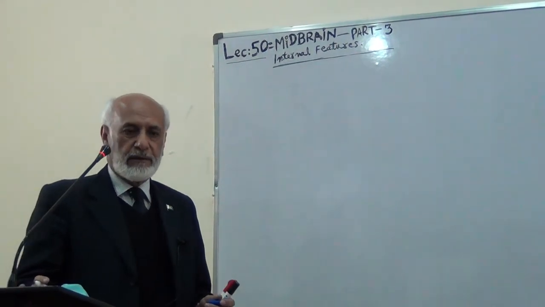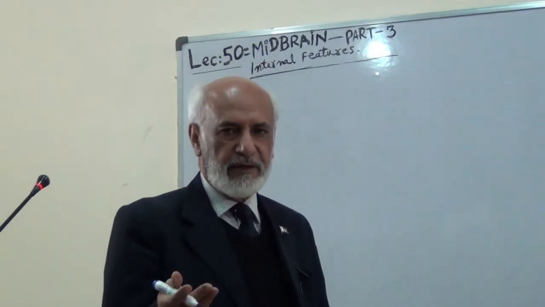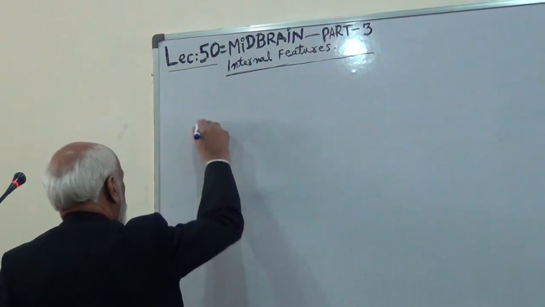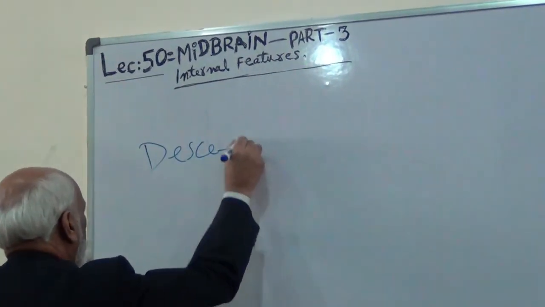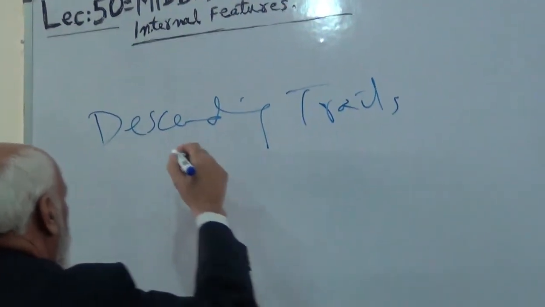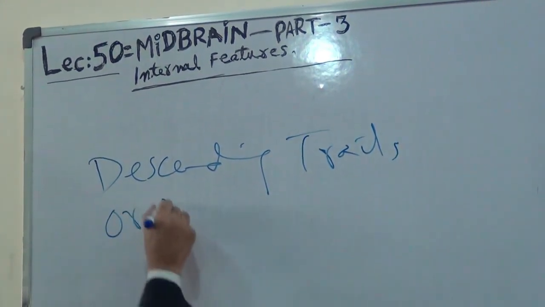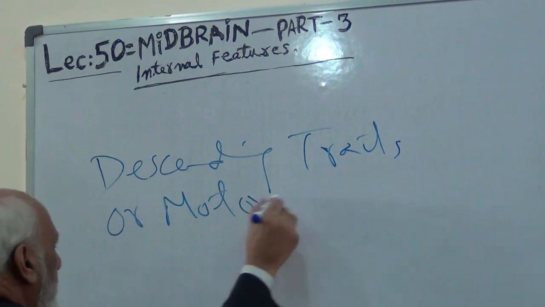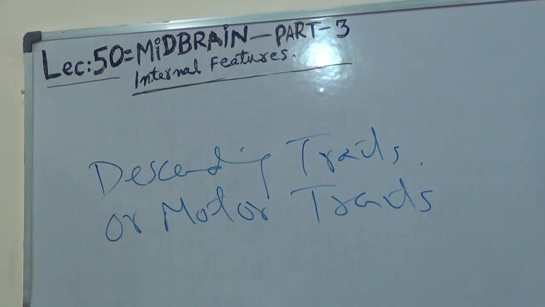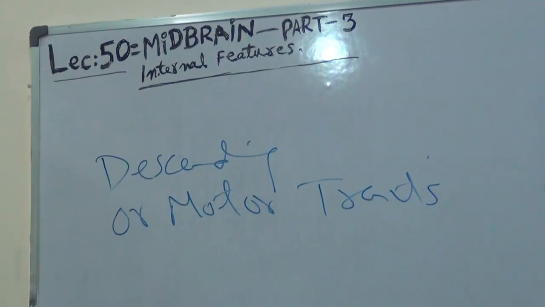Now, the midbrain has tracts, descending tracts and ascending tracts. Now, the descending tracts are motor tracts. These are located in the crus cerebri.